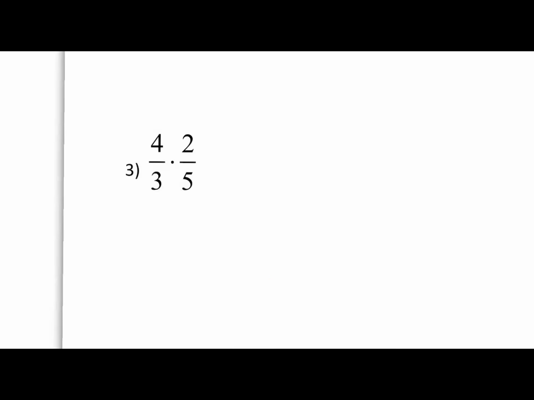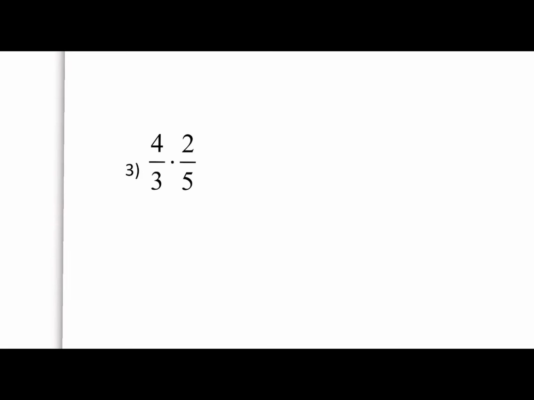All right, number 3. In problem number 3, we've got a multiplication example here. Once you've got it copied down, let's go ahead and give this a shot. So for multiplying, I don't care about common denominators. My goal is first to reduce and then multiply across the top and the bottom.